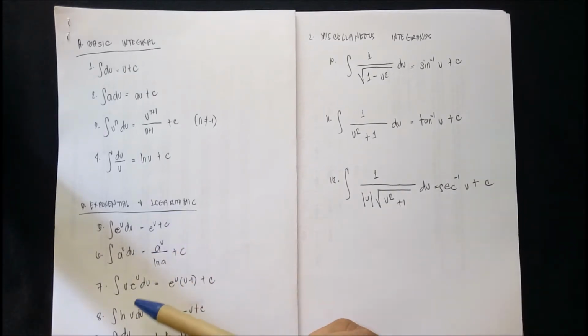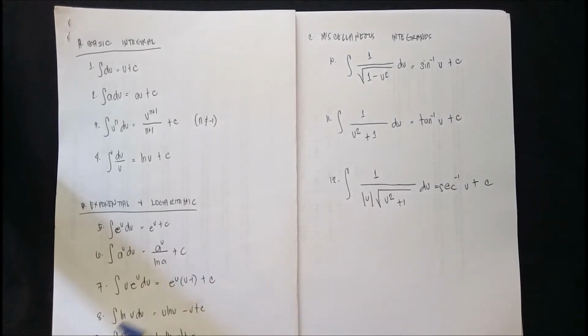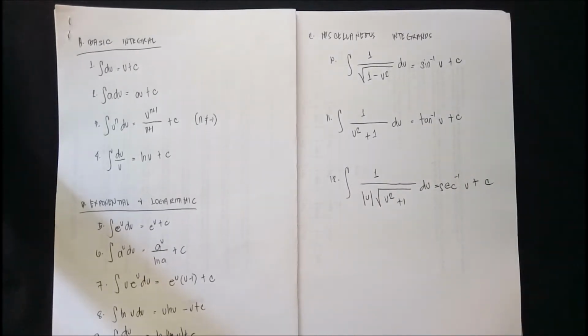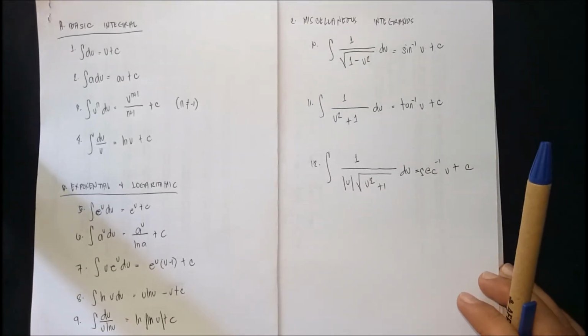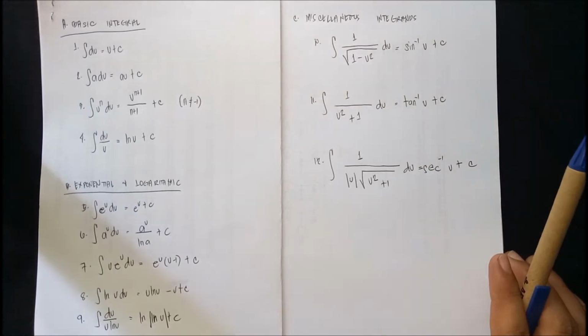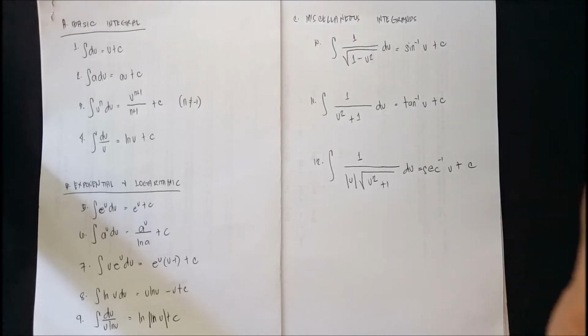The next one, the integral of u e to the u du, is simply e to the u times u minus 1, plus c. And the integral of ln u du is u ln u minus u plus c. The integral of du over u ln u is equal to ln of the absolute value of ln u plus c. Okay? It would be better if you have a room to stick this on the wall, so that from time to time you can see it and identify the formulas more easily.